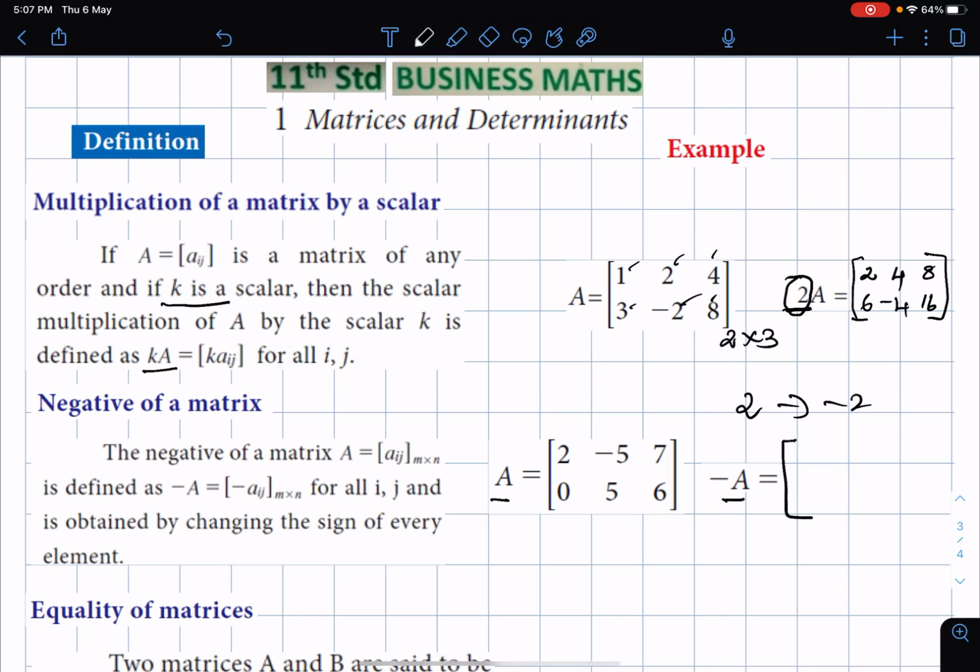You are going to do 2 into minus, minus 2, minus into minus plus, so plus 5, then minus 7. 0 remains the same, minus 5 and minus 6. So 0, even if it is plus or minus, it's the same. So we need not put any sign for 0. Whereas for the other elements, if it is plus, it is changed into minus, and if it is minus, it is converted into plus. That is the meaning of a negative of a matrix.